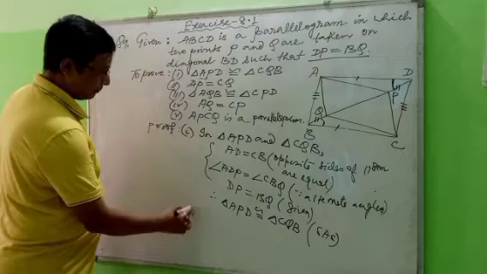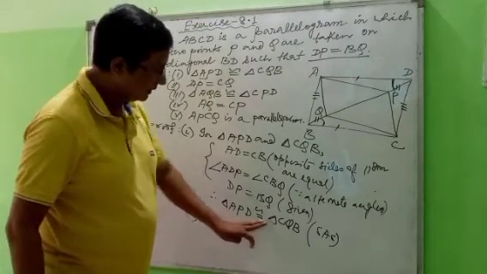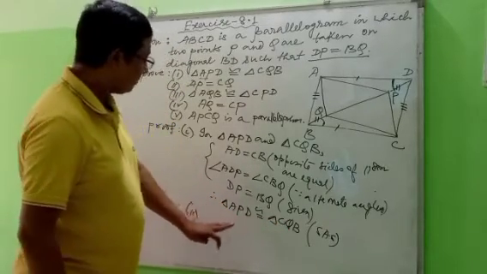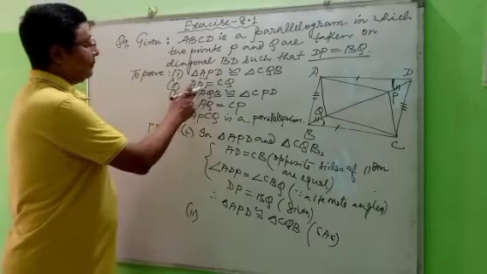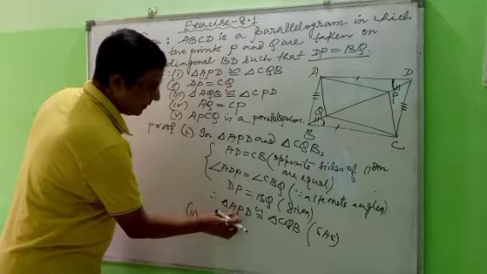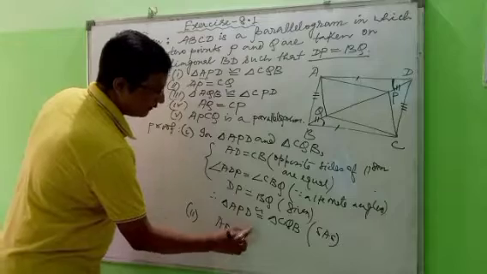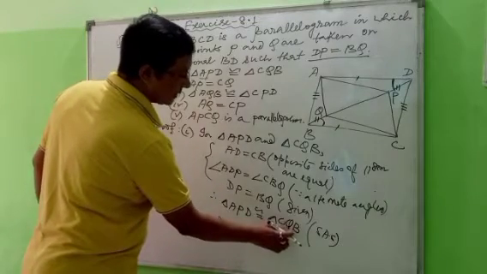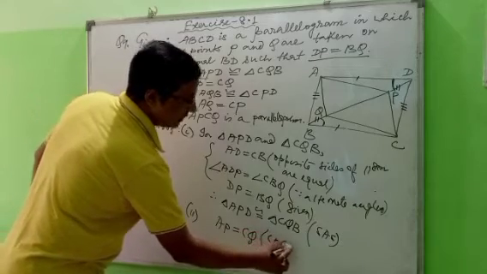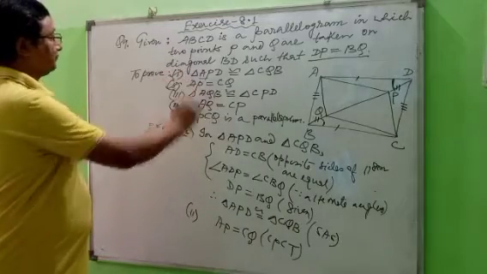Number 2: as these two triangles are congruent, their corresponding parts are also equal. So from this you will get AP equals CQ. Here is AP from triangle ABD, and from triangle CQB you will get CQ, by CPCT, corresponding parts of congruent triangles. So you have got the first two proofs.